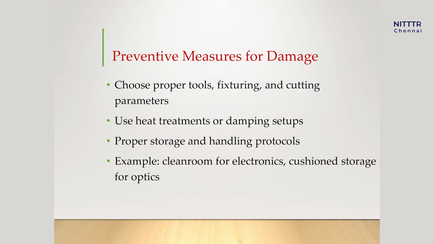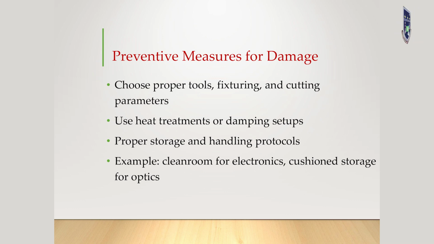The process engineers must account for these weaknesses when designing the manufacturing workflows. This includes selecting the appropriate tooling, fixturing, and machining parameters to minimize the stress on the workpieces. For instance, reducing the cutting speeds, using specialized cutting fluids, or employing vibration damping setups can help to prevent unwanted damage. Additionally, intermediate heat treatment or stress relieving operations might be necessary to improve the material's workability and reduce the likelihood of defects.